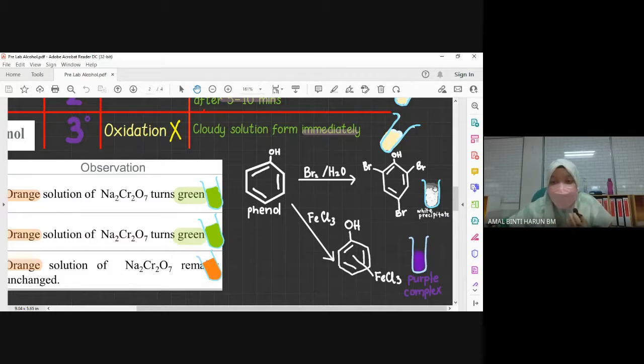Okay, so white precipitate tu apa benda? Ni 2,4,6-tribromophenol. That is the compound form. Inilah 2,4,6-tribromophenol ni, inilah yang menjadi compound yang warna putih ni.